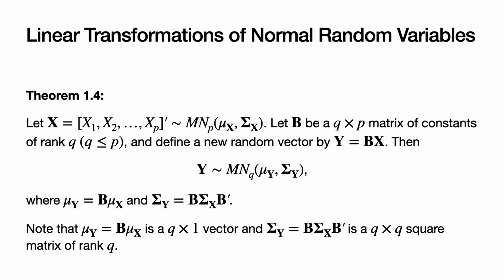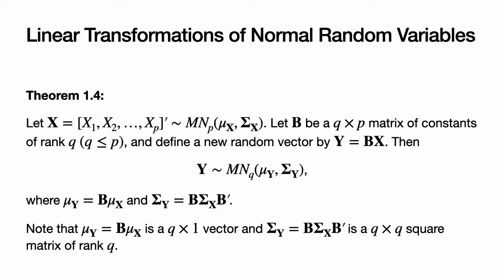Then Theorem 1.4 tells us that this new random vector Y has a multivariate normal distribution of rank Q with mean vector denoted by mu sub y and covariance matrix denoted capital sigma sub y, where the mean vector of y is given by applying that same linear transformation to the mean vector of x. So the mean vector for y is equal to the matrix B times the mean vector of x. And the covariance matrix of y is equal to B times the covariance matrix of x times B prime.